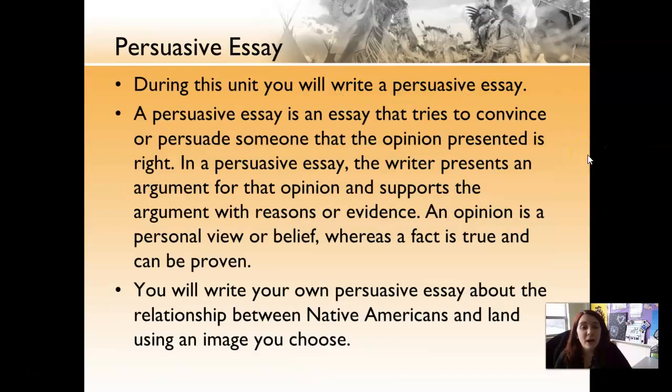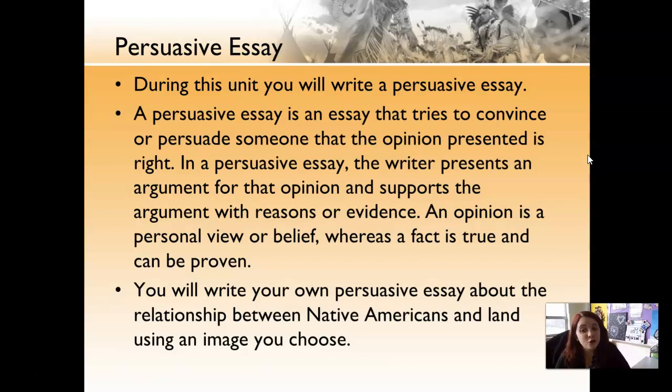During this unit, we're going to write a persuasive essay. A persuasive essay is an essay that tries to convince or persuade someone that your opinion is right. The writer is going to present an argument for their opinion, and of course they have to support those arguments with evidence from a text or something else around them that's going to support and strengthen your argument.